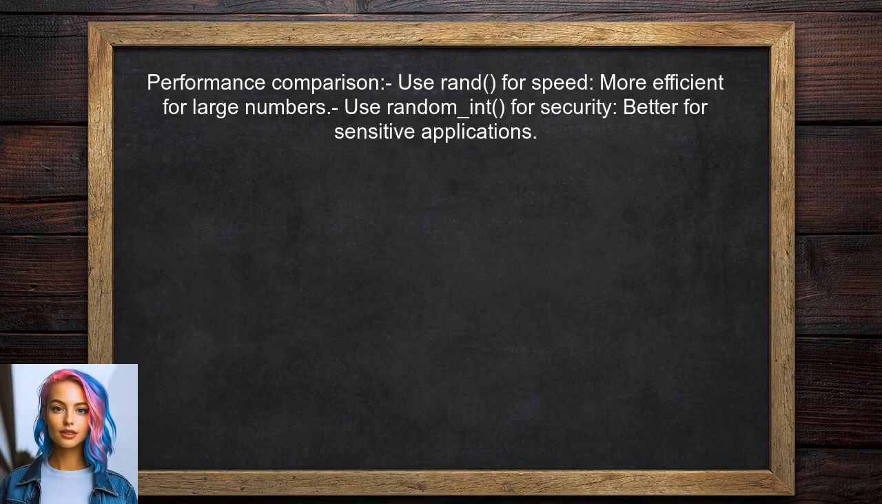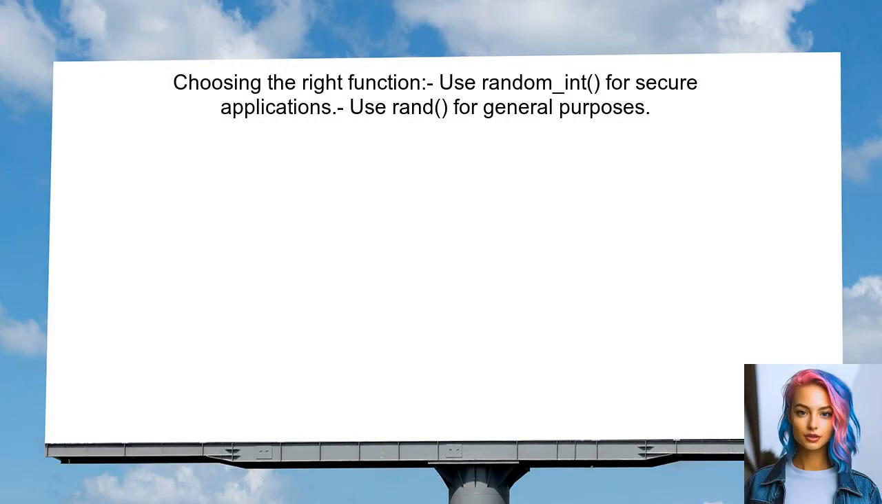Now, let's discuss performance. If the user is generating a large number of random integers and speed is a priority, using rand would be more efficient. However, for security-sensitive applications, random_int is the better choice. Finally, the user should consider the context of their application. If they are working on a project that requires secure random numbers, they should opt for random_int. Otherwise, for general purposes, rand is sufficient.